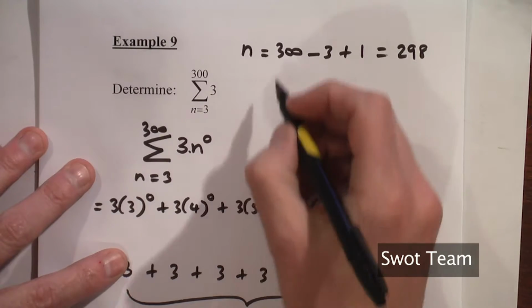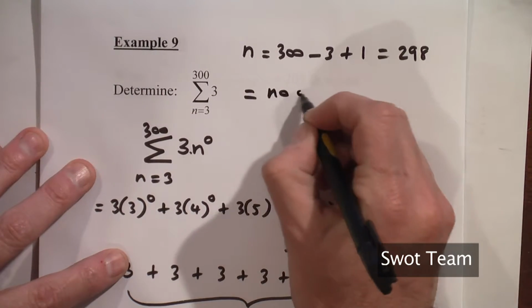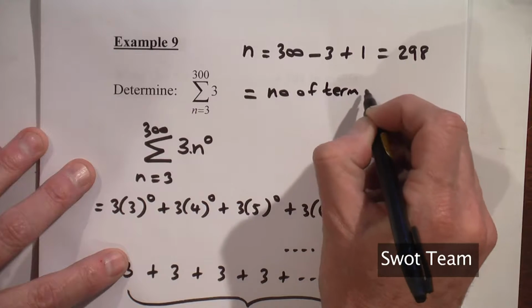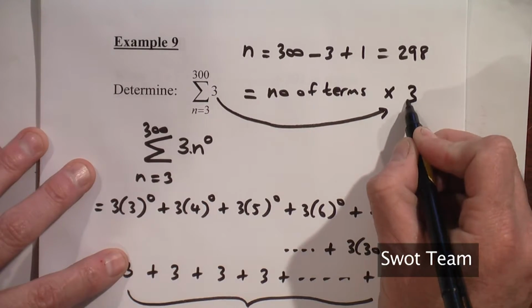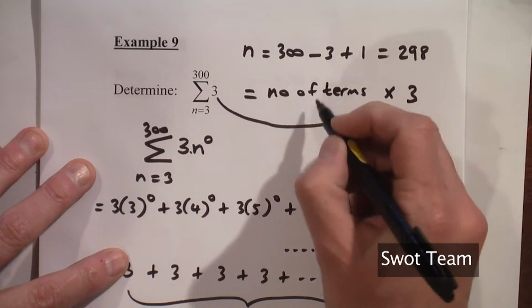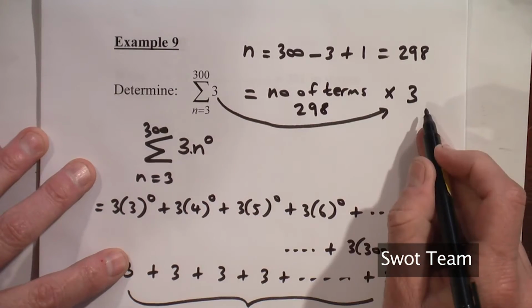Watch this. You can say this actually equals the number of terms multiplied by that guy, 3. So what is the number of terms? It is simply 298 times 3. Okay, nothing in that one.